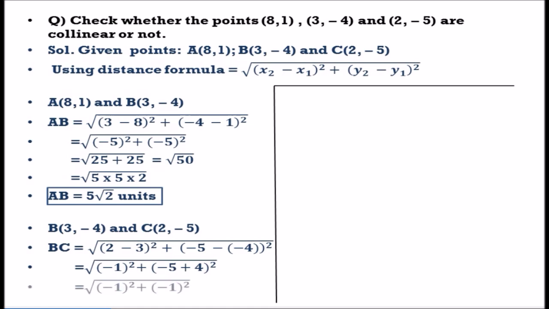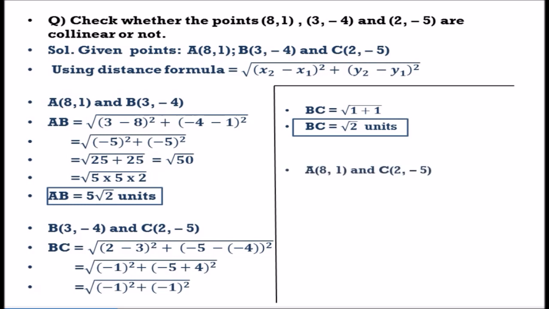Next up, minus 1 whole square plus, 5 being the bigger number, minus sign will carry on, 5 minus 4 will give us 1 whole square. So 1 1s are 1, 1 1s are 1, minus sign will vanish as it is squaring. So BC equals root over 2 units. So we have calculated the distance of BC as well.